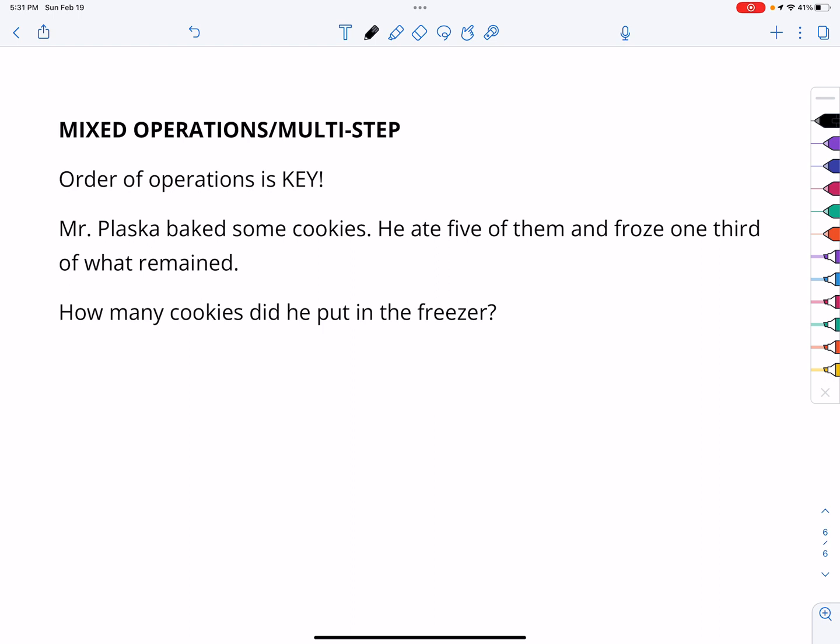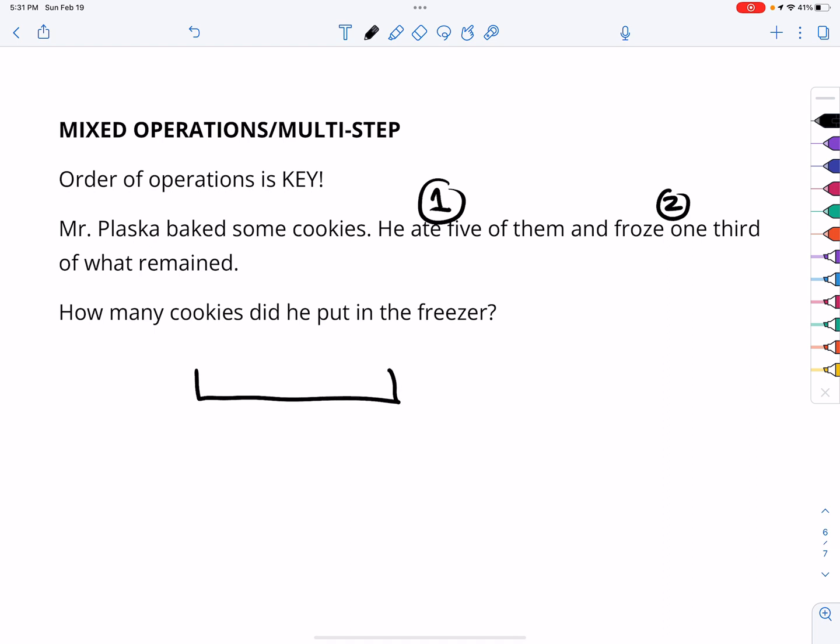In this scenario, Mr. Plaskett baked some cookies. He ate 5 of them and froze 1/3 of what remained. How many cookies did he put in the freezer? So you have to think, what did he do first, and then what did he do? In this situation, Mr. Plaskett first ate 5 of them and then froze what was left over, 1/3 of what was left over.